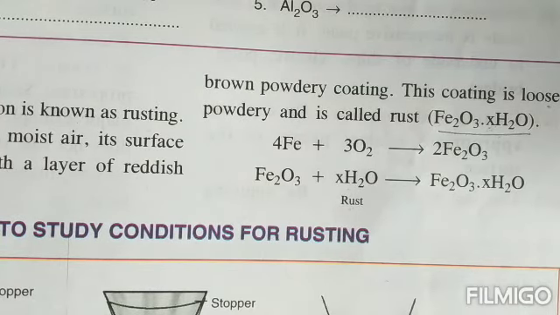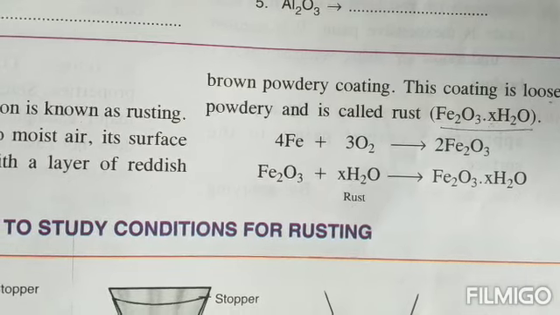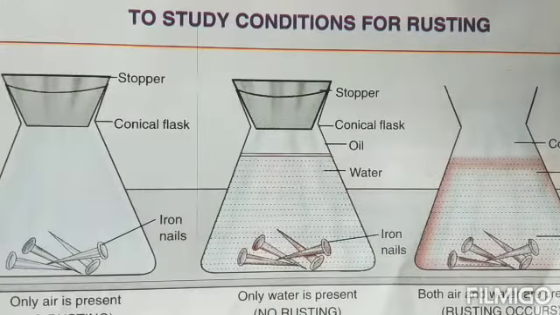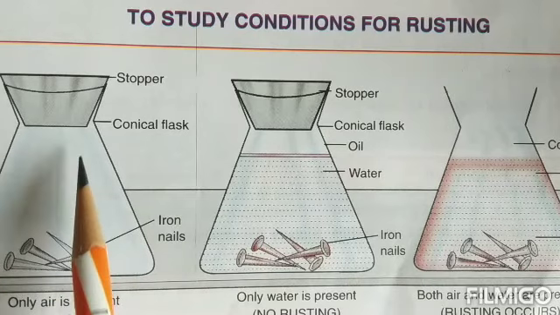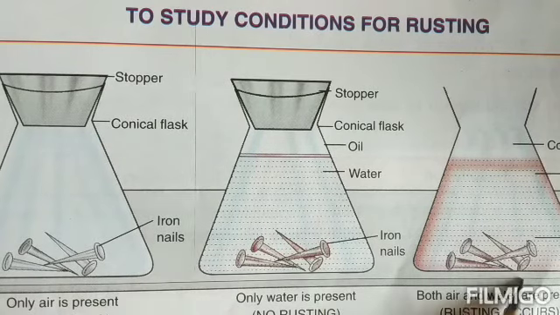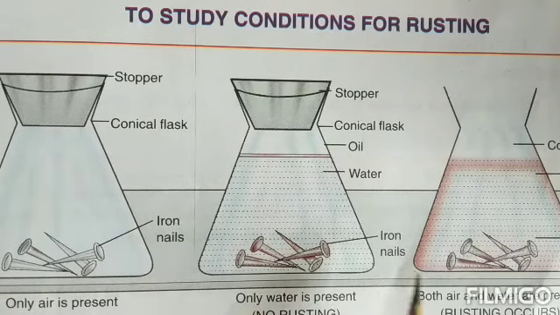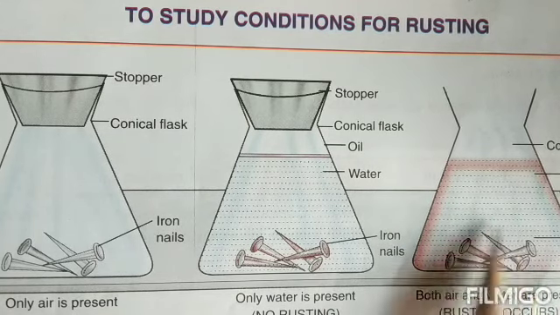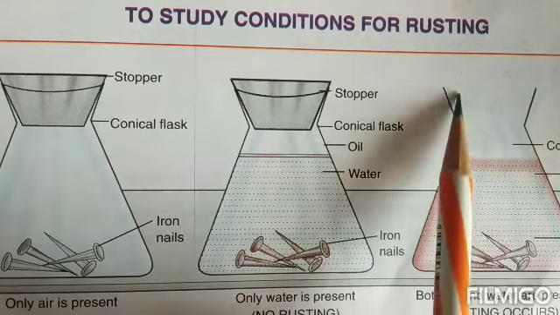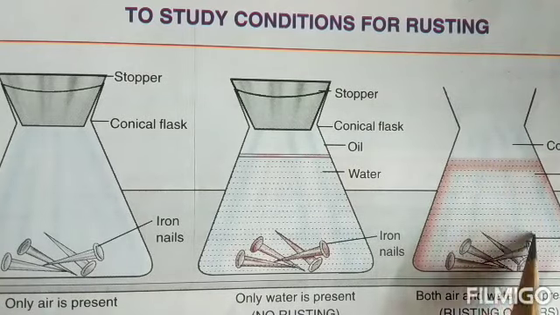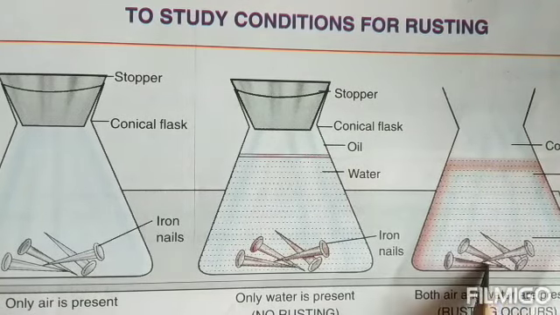Now there is an activity given over here in your books, children, which helps us to understand the conditions that are required for rusting. Let's see this. They have taken 3 conical flasks, and in all of them iron nails have been put. As you can see, children, in this flask there is water, and the nails are getting brown in color. Why? Because it is not closed from the top, so a lot of air is coming. That air contains oxygen, so the nails are getting oxygen as well as water, so they are rusting.